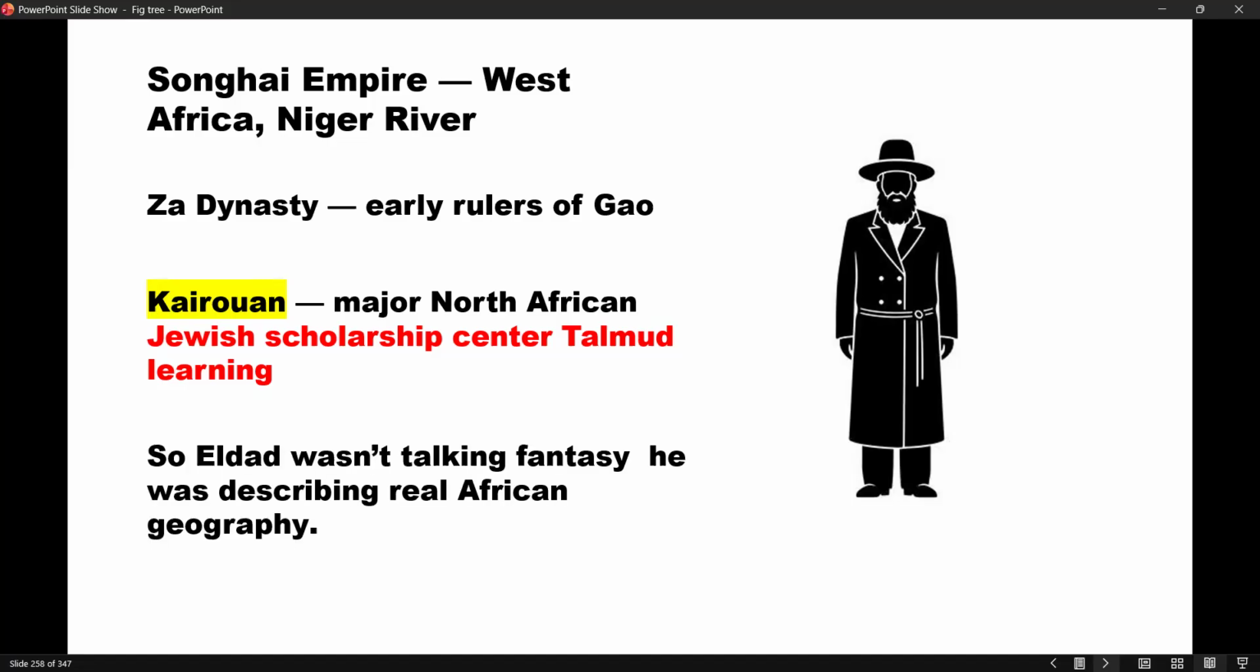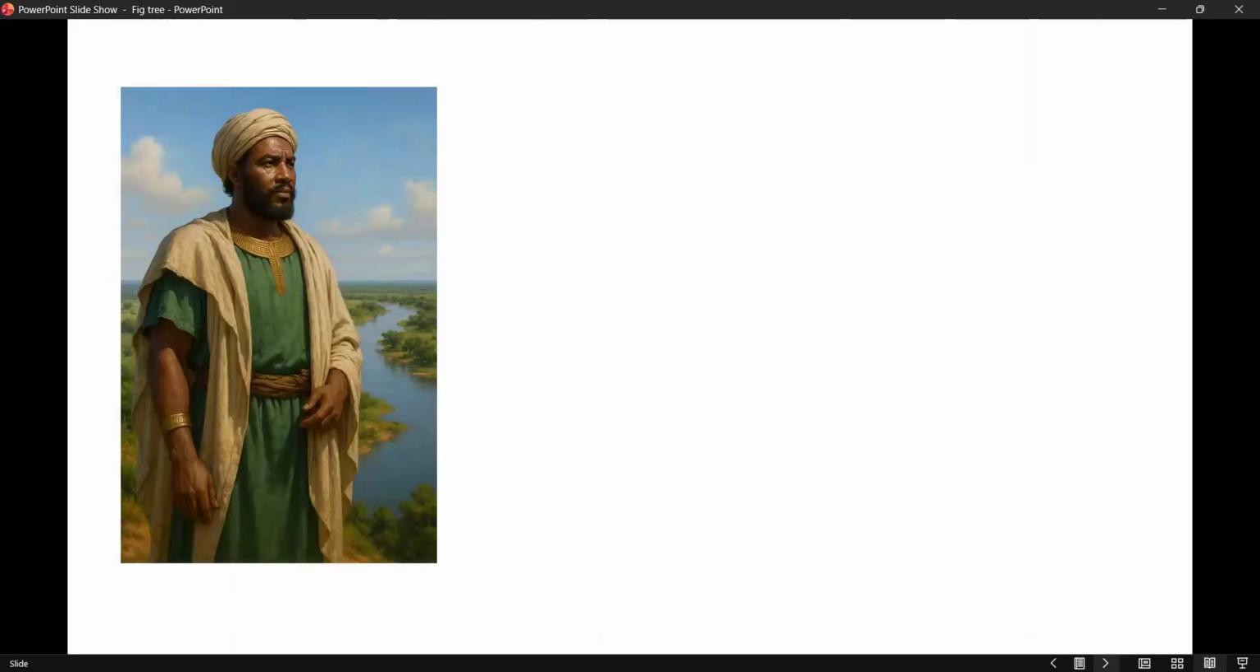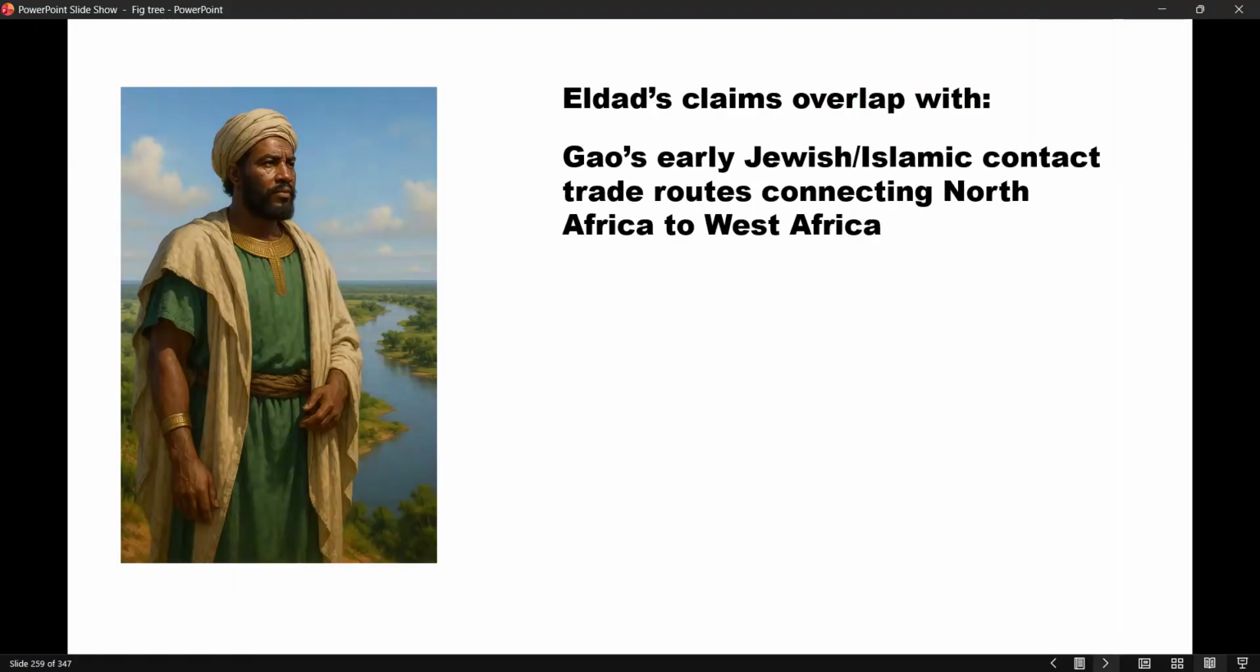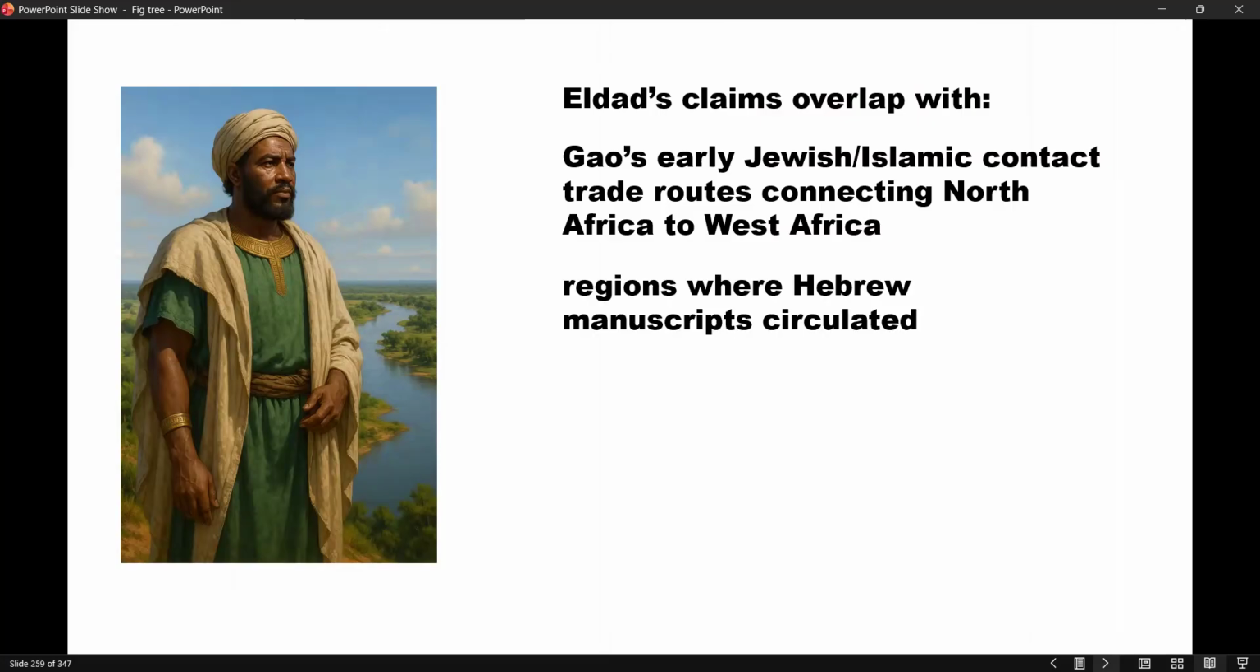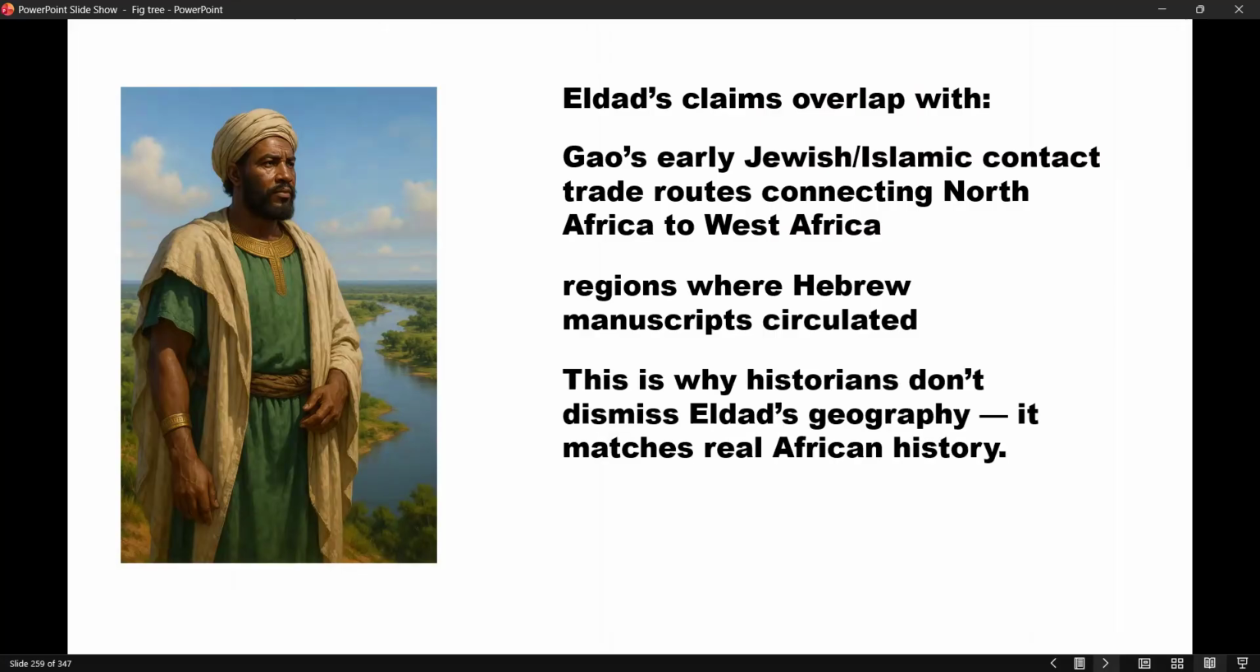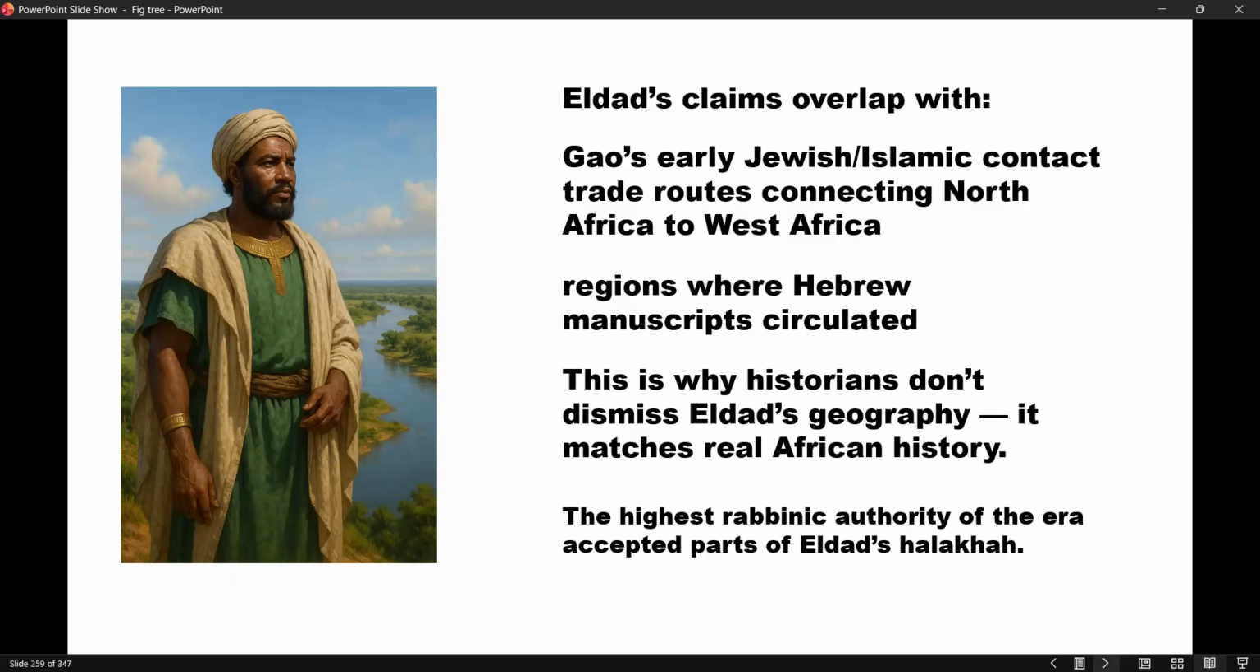So Eldad wasn't talking fantasy. He was describing real African geography. Eldad's claims overlap with Gael's early Jewish-Islamic contact, trade routes connecting North Africa to West Africa, regions where Hebrew manuscripts circulated. This is why historians don't dismiss Eldad's geography. It matches real African history. The highest rabbinic authority of the era accepted parts of Eldad's Halakha. Because remember, why I say parts of Eldad's Halakha is because again, they know about the Torah, right? They know about the ancient tongue, but they don't.